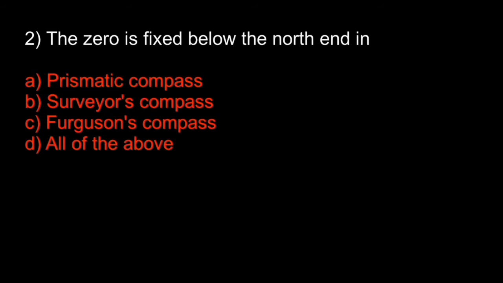Compass surveying is the branch of surveying in which the position of an object is located using angular measurements determined by a compass and linear measurements using a chain or tape.